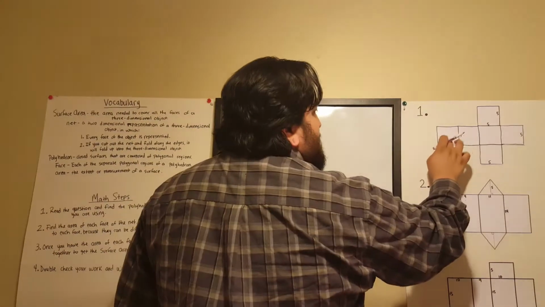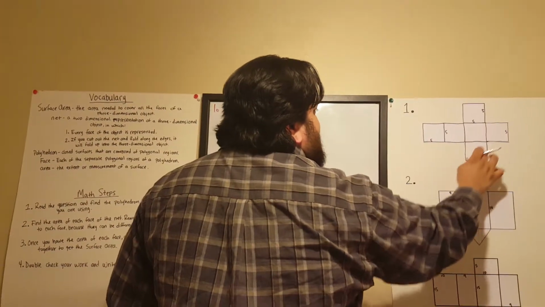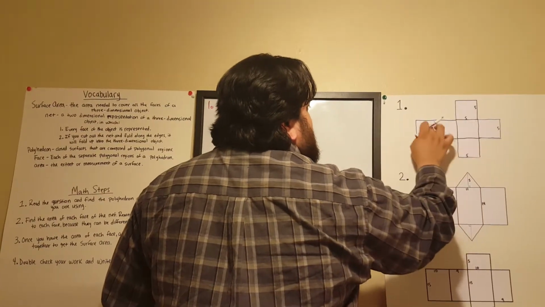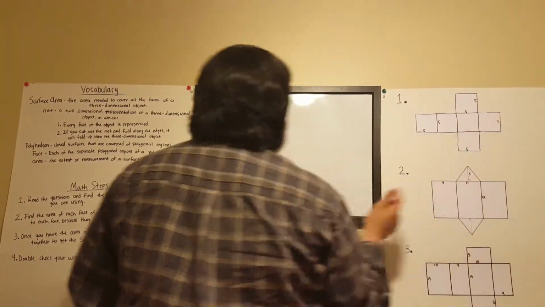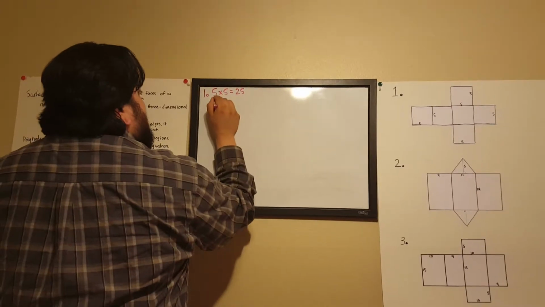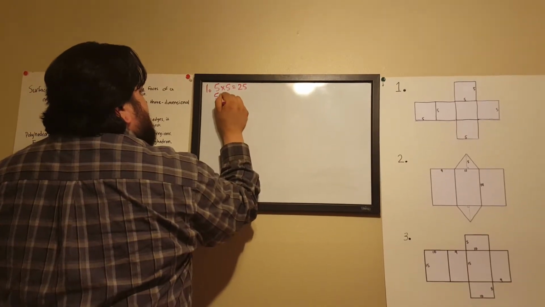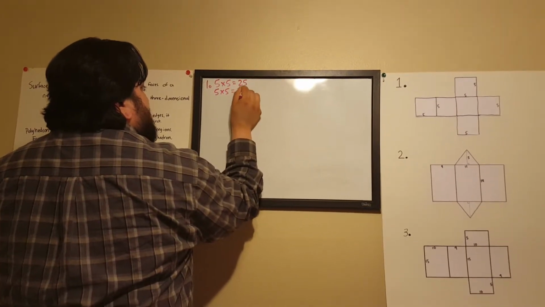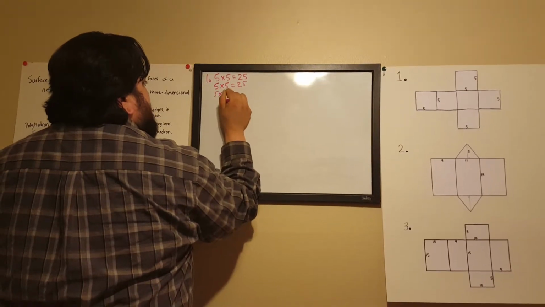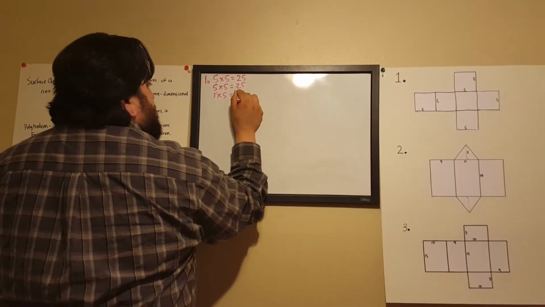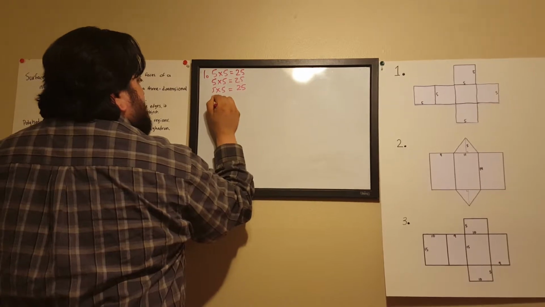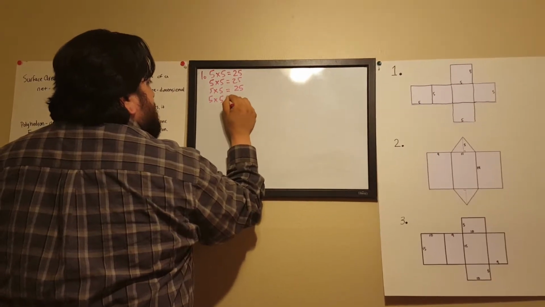Now, each square is 5, so we can count them out: 1, 2, 3, 4, 5, 6. So if you want to write it out, you can write it out 6 times. It'll be 5 times 5, 25, and that's 4 more times. Let's go ahead and get that down.